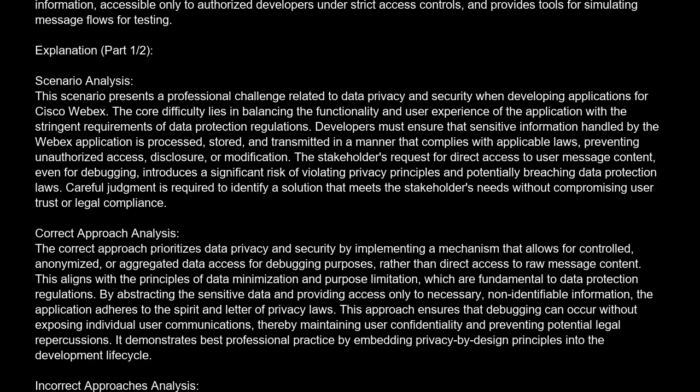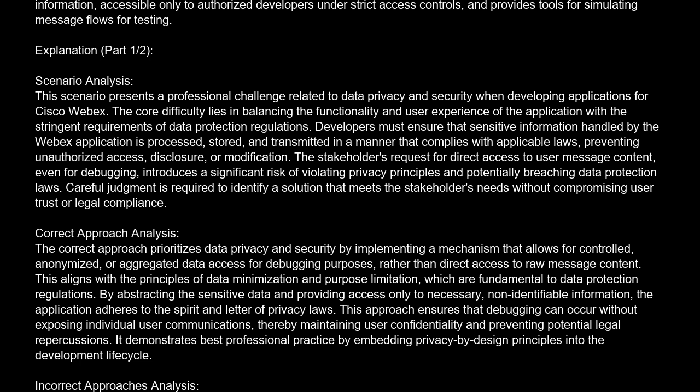The correct answer is A. Implement a secure logging mechanism that captures anonymized or aggregated message metadata and error information, accessible only to authorized developers under strict access controls, and provides tools for simulating message flows for testing.